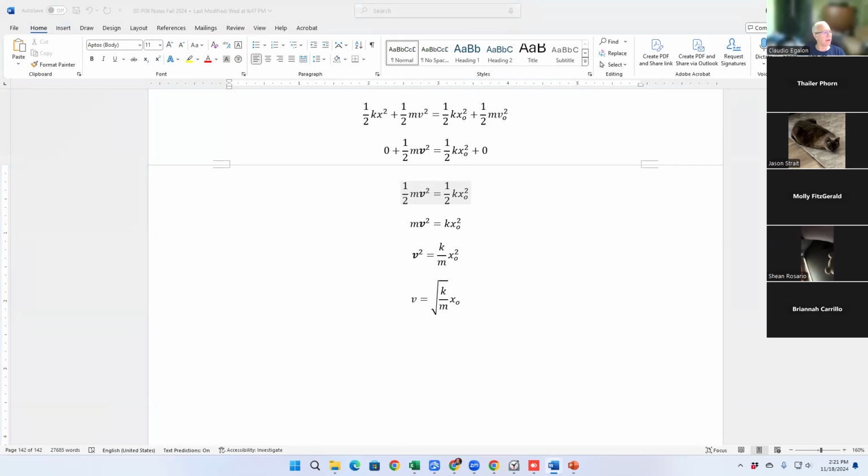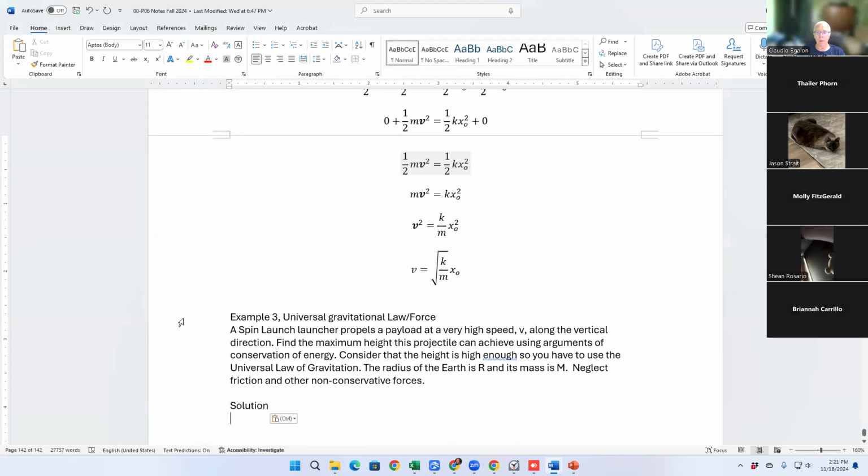We can do another example now based on the potential energy due to the universal gravitational law. A spin launch launcher. Have you ever heard of this spin launch device?